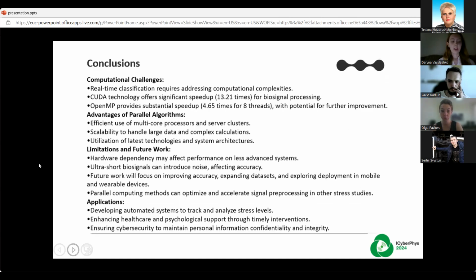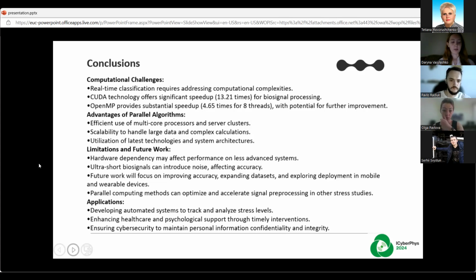Stress is a significant modern-day issue, adversely impacting both physical and mental health, leading to conditions like insomnia, decreased immunity, heart disease, and depression. This study aimed to develop a method for classifying stress states, addressing computational complexities to enable real-time classification. Utilizing CUDA technology for parallel computing on GPUs provided the greatest speedup, 13 times, significantly reducing calculation time.